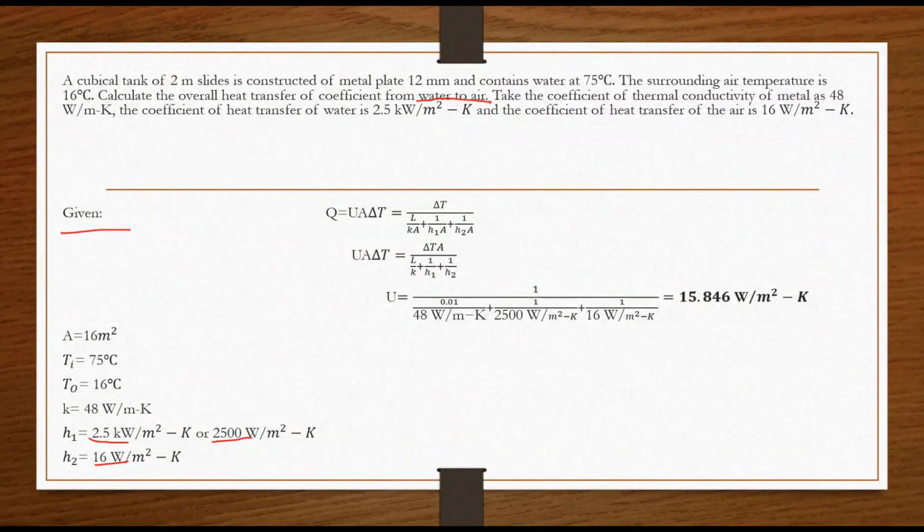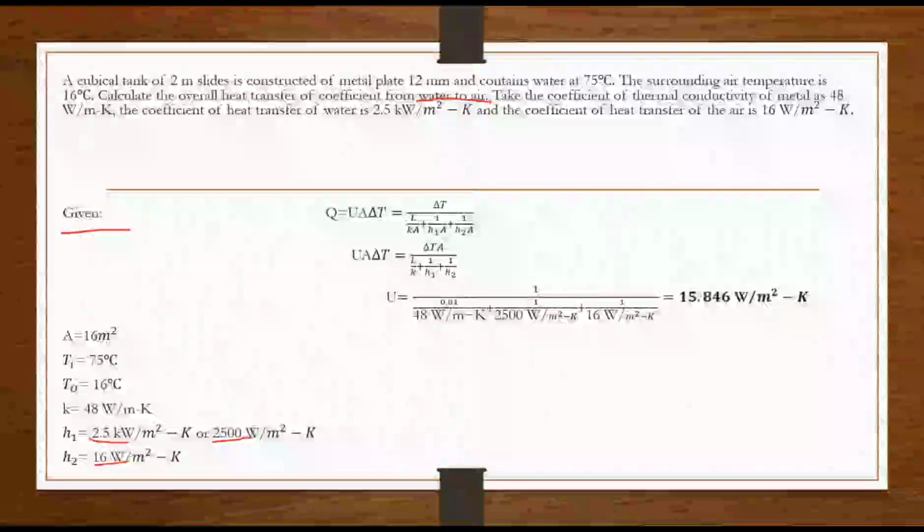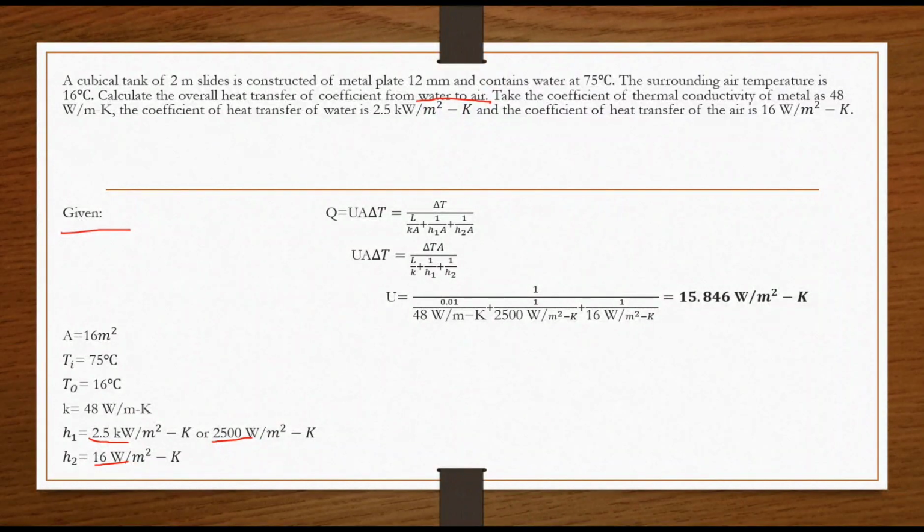So we have here the overall heat transfer coefficient times area times change in temperature is equal to the change in temperature times A over the sum of length over thermal conductivity, plus 1 over H1, plus 1 over H2. H1 is the heat transfer of water and H2 is the heat transfer of air.